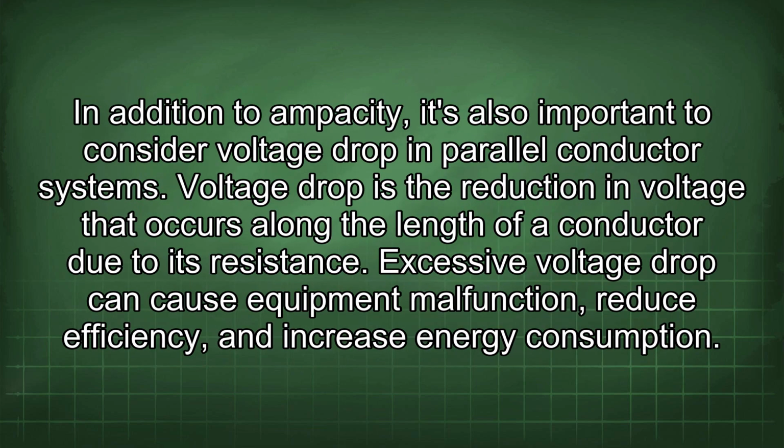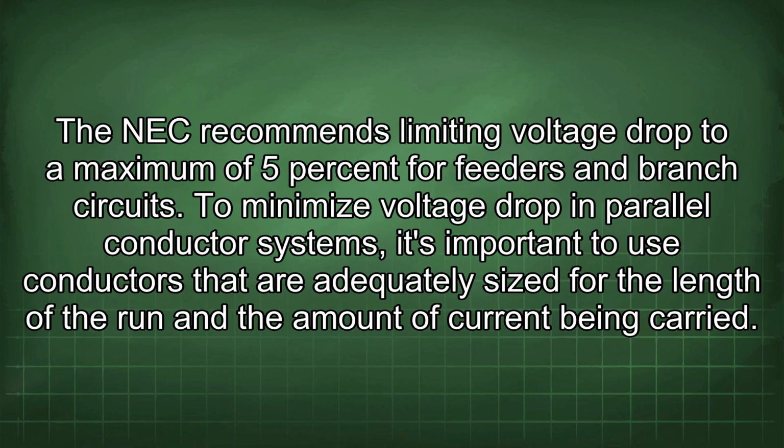In addition to ampacity, it's also important to consider voltage drop in parallel conductor systems. Voltage drop is the reduction in voltage that occurs along the length of a conductor due to its resistance. Excessive voltage drop can cause equipment malfunction, reduce efficiency, and increase energy consumption. The NEC recommends limiting voltage drop to a maximum of 5% for feeders and branch circuits. To minimize voltage drop in parallel conductor systems, it's important to use conductors that are adequately sized for the length of the run and the amount of current being carried.